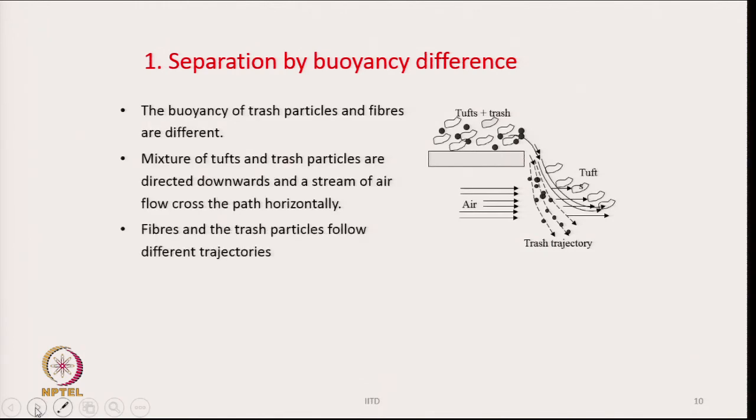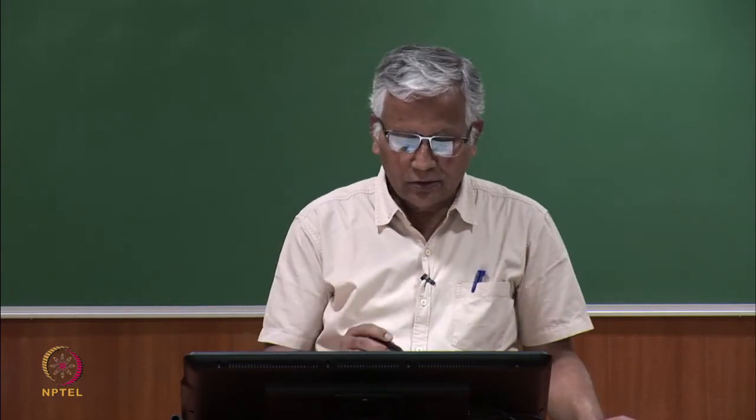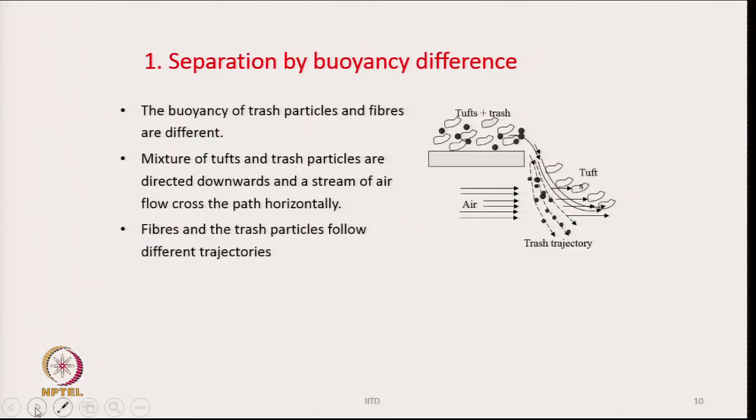Now, here what we do, the buoyancy of trash particles and the fibers are different from each other. This is what is known to us, the trash particles buoyancy and the buoyancy of the fibers in the flock form. In the flock form, they are quite voluminous in nature, while the trash particles are much more condensed. Their density is quite high in comparison to density of the tuft or the flock. So, there is a difference between them, and this difference in buoyancy can be used for separation of trash from fibers.